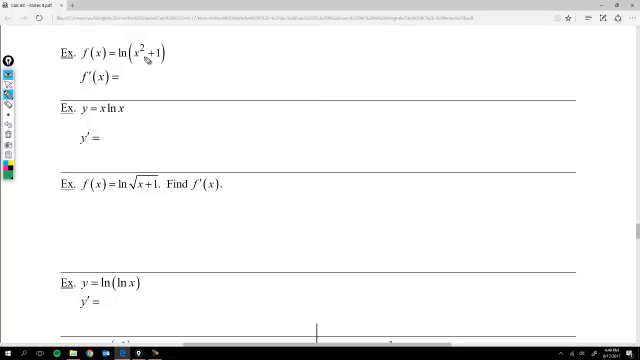Here I have x squared plus 1 on the inside of my natural log. Well, I'm going to go ahead and do my bar. X squared plus 1 goes on the bottom. The derivative of x squared plus 1 goes on the top, which is just 2x.